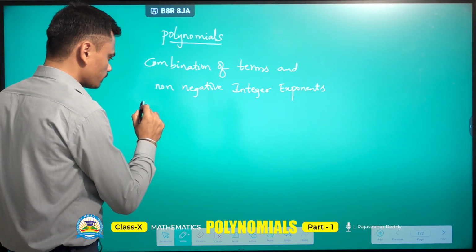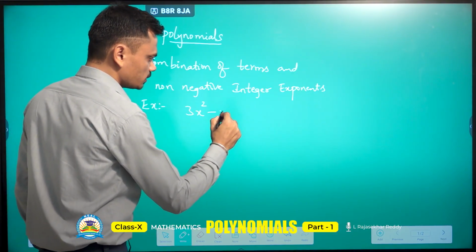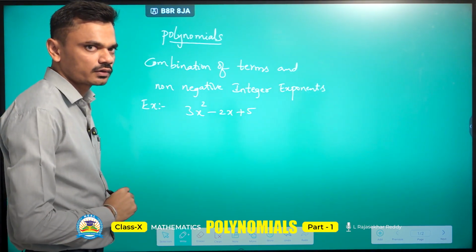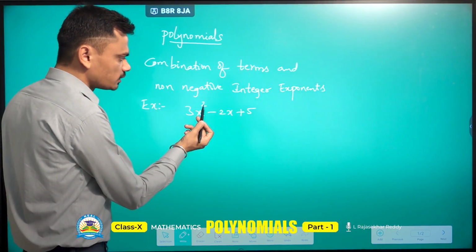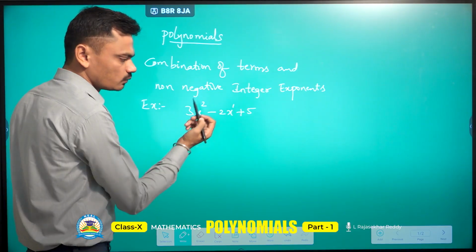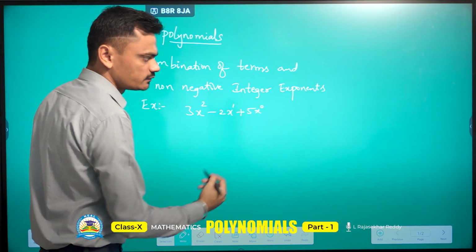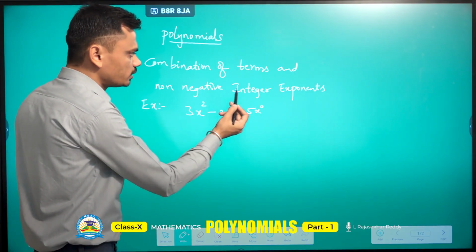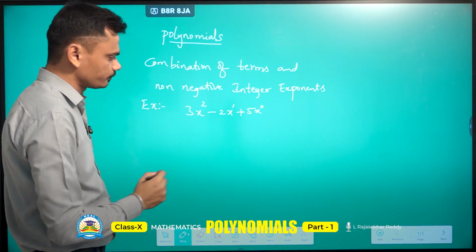For example, 3x square minus 2x plus 5. This is a polynomial. How can we say this is a polynomial? Here there are three terms, and see, here the power of the variable is 2, here the power of the variable is nothing but 1, and here 5 you can write as 5 into x power 0. So 2, 1, 0, non-negative integer exponents. You can say it is a polynomial.